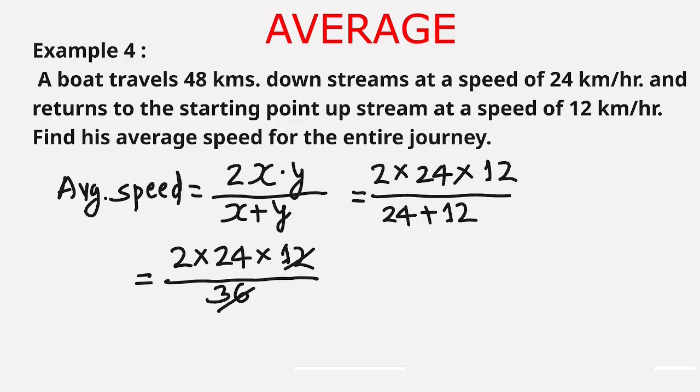12 divides 36 three times, and 3 divides 24 eight times. So this is equal to 8 times 2, which is 16 km per hour. This is the average speed for the entire journey. This way we can use the average speed formula when the distance is the same and the same distance is traveled at 2 different speeds x and y. I hope you have understood the use of the formula. We go to the next point.